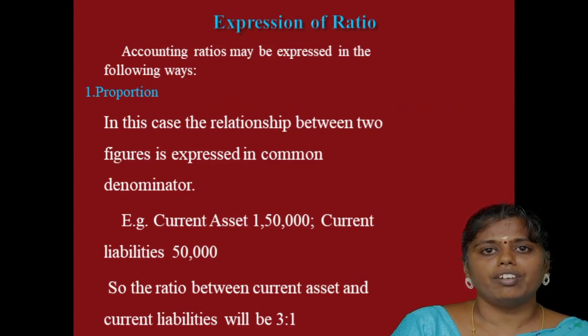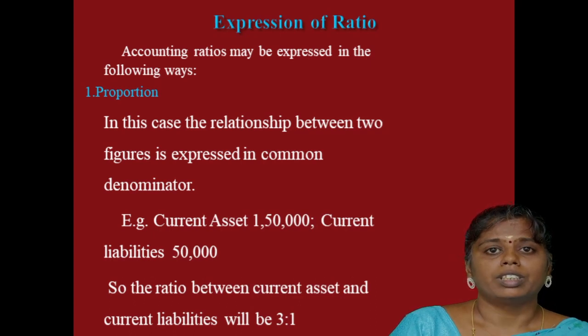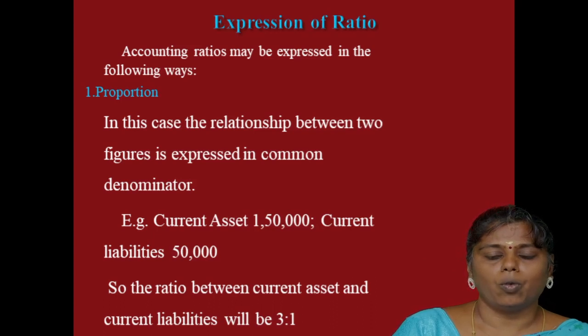Next, the expression of ratio. The following are the forms of expression of ratio. The first one is proportion. In this case, the relationship of two figures is expressed in a common denominator. That is, the value between two variables expressed in denomination is what we call proportion. For example, the current asset is 1,50,000 and the current liability is 50,000. So current asset divided by current liability, the proportion is 3:1.